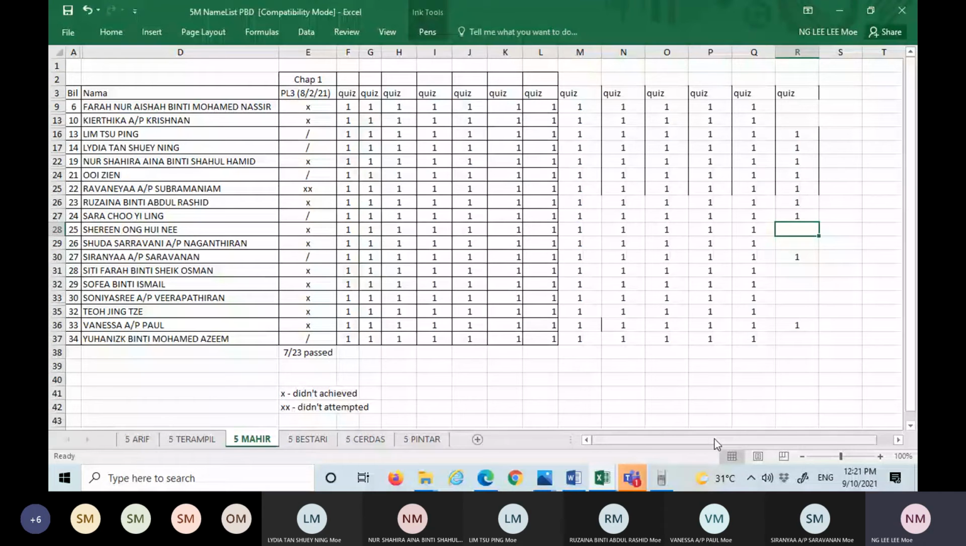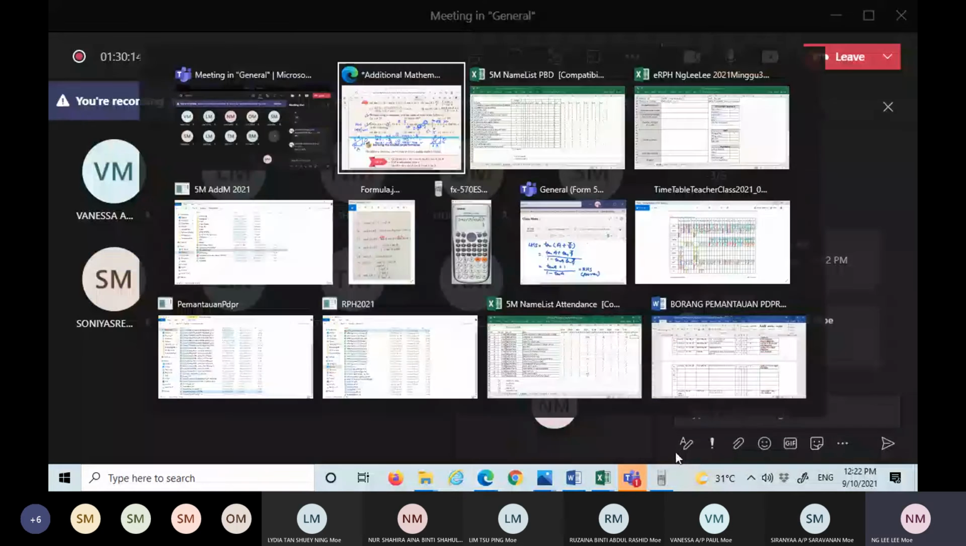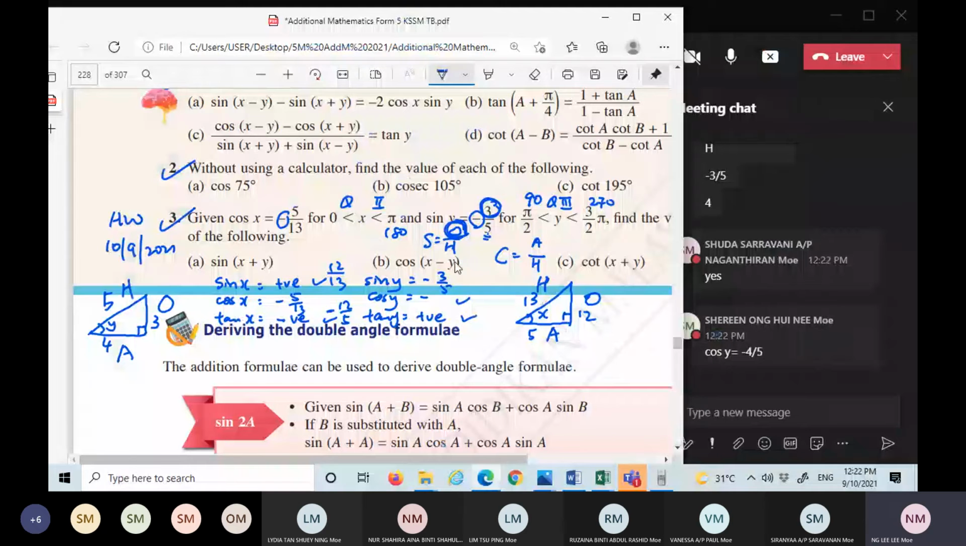Shuda here or not? Shuda, do tangent y for her. Okay, cos y is negative 4 over 5, because cos is A over H. A is 4, H is 5. Okay, correct. Shuda, you do tangent y. Remember, this is positive.